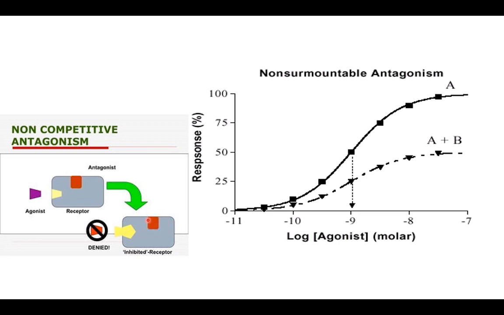binds to the allosteric site and brings about a conformational change, whereby our agonist is denied the ability to bind to the receptor, meaning its affinity to bind has been inhibited. As well, we shall not have the interaction with the receptor to bring about the desired response.